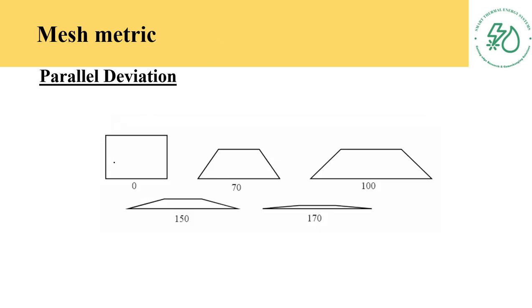And parallel deviation is a measure of how much two parallel sides of a shape like that deviate. The ideal parallel deviation is equal to 0 for a square, as you can see, but in these pictures they are deviated, and it could be 70 or odd numbers, as you can see.